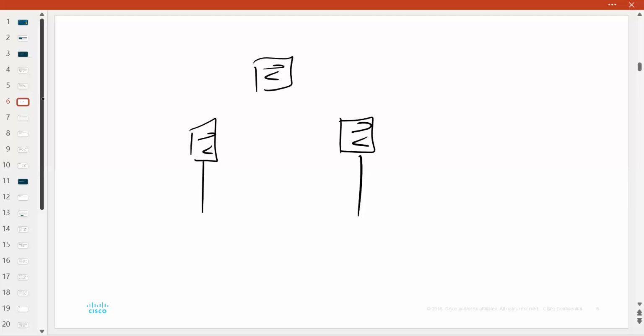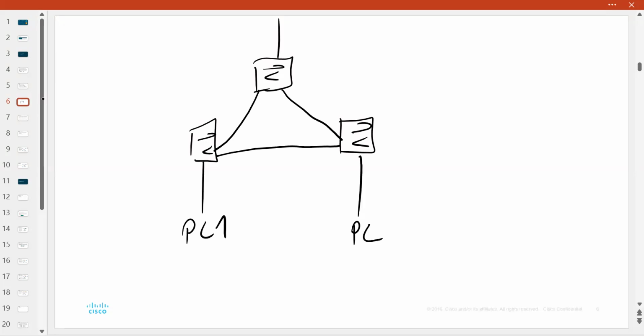Right. PC in this switch. We have a PC there. There's a connection here, there's a connection there, and there's also a connection here. Right. A loop is whereby we have something like this: PC 2, PC 3. The best way to explain a loop is to use a broadcast.